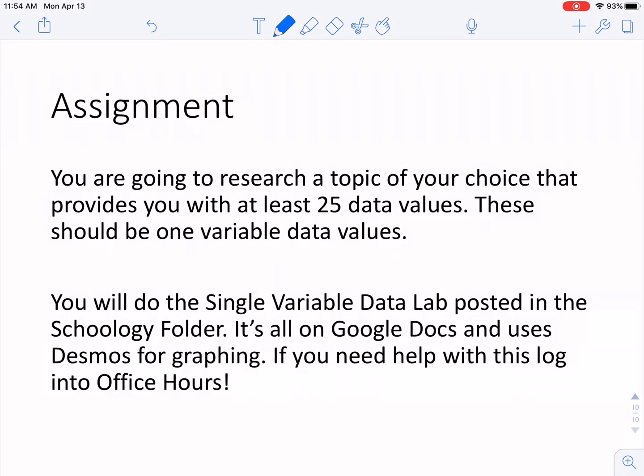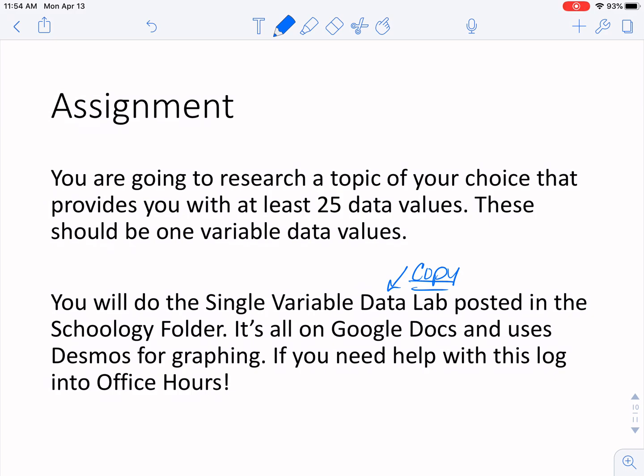So you're going to do the single variable data lab that's posted in the Schoology folder. It's on a Google Doc and it uses Desmos for graphing. When you open that Google Doc, I think right now you can only comment on it or only view it. So you will need to make a copy. You will have to copy it into your Google Drive to actually do this. If you need help with this, please log into office hours at some point during the week.